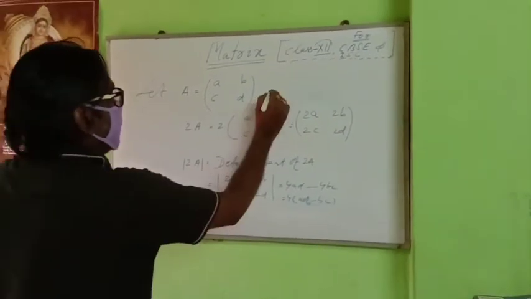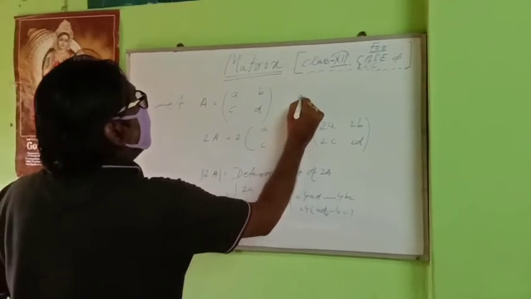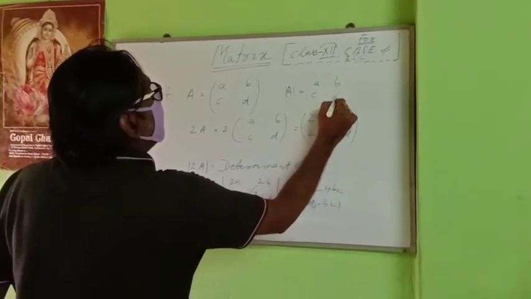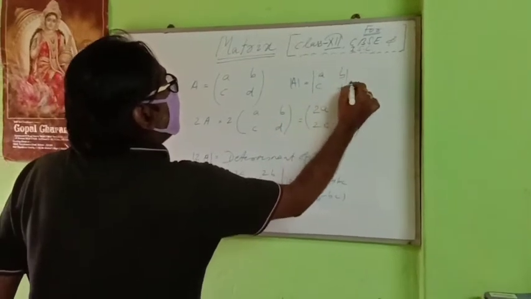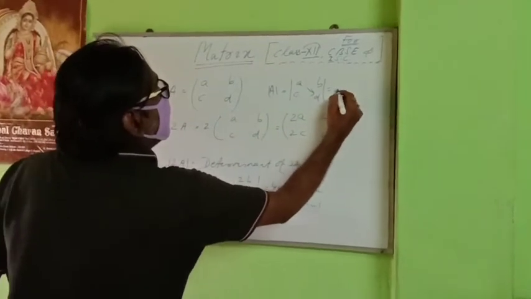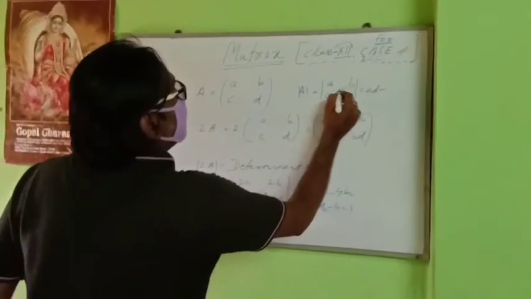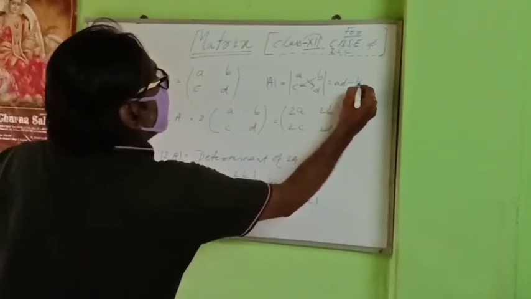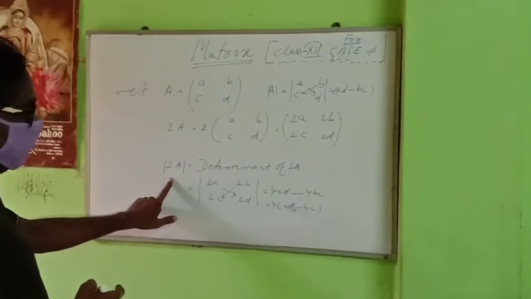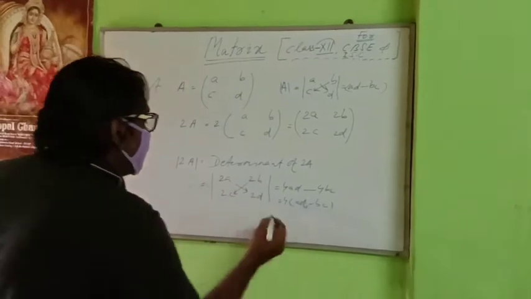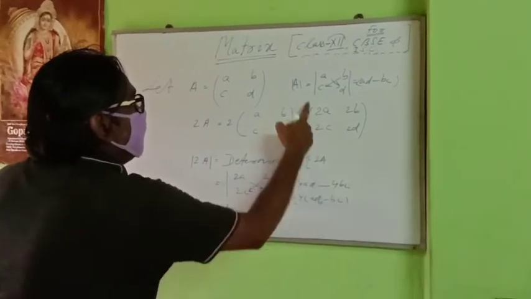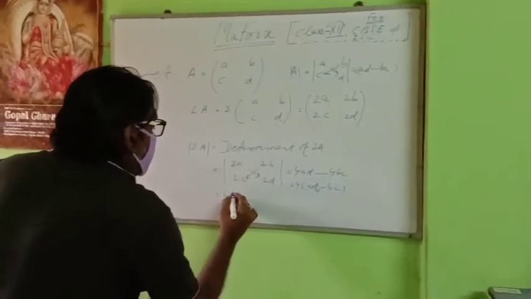But in this case, what is the value of the determinant? Means a, b, c, d. What is the determinant value of A? Just multiply the first column, a into d, minus this into this, bc. Now see here, the 2A determinant will be, how much are you getting? You can write here 4 times (ad minus bc). And ad minus bc is what? Nothing but A determinant, that means 4 times A determinant.